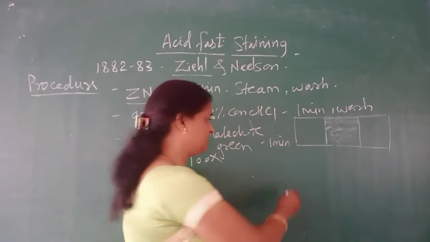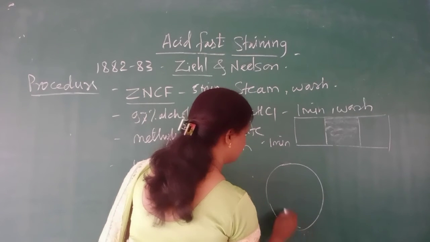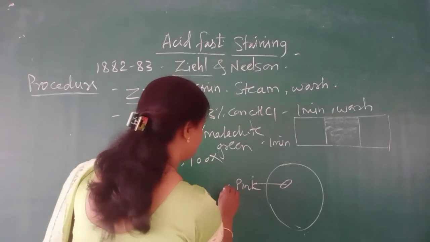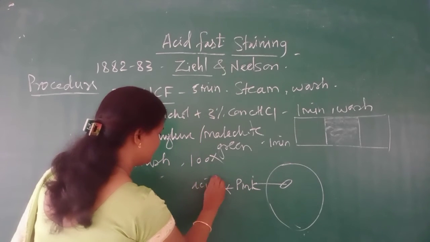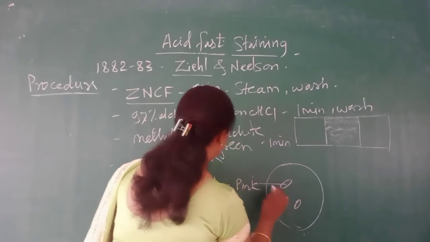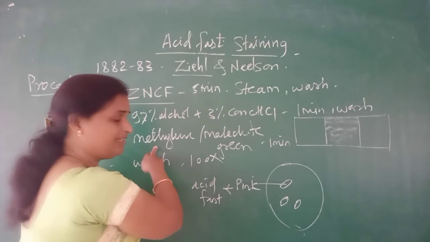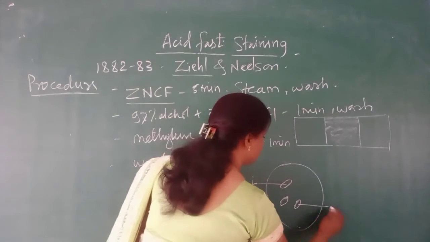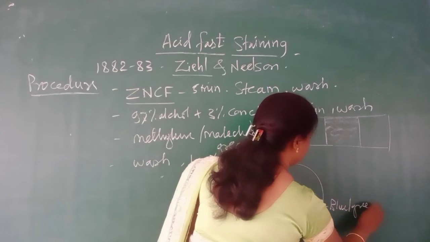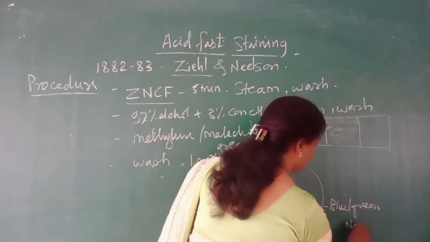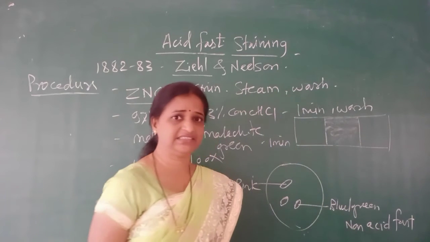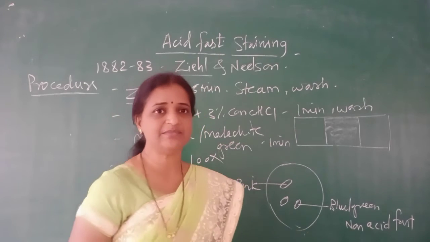When you observe the slide, you will get 2 types of bacteria. Some bacteria will be observed as dark pink. These dark pink colored bacteria you may name as acid fast bacteria. Some bacteria will take the color of methylene blue. If you have used methylene blue, you will get blue colored bacteria. If you have used malachite green, you will get green bacteria. So blue and green bacteria indicate the non-acid fast bacteria. Now, why such a differentiation? That is explained by the mechanism of acid fast staining.